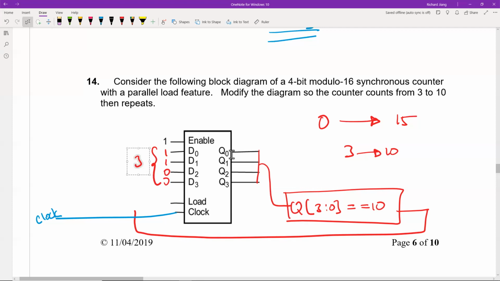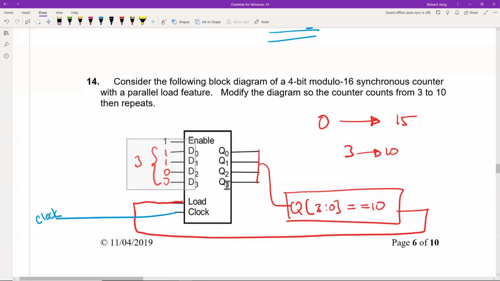And so we're going to load a 3 into the counter if the current count value is equal to 10. So what we do, again, is we have this little detector here. Is the current count equal to 10? If so, on the next clock cycle, we're going to load in a 3. Does that make sense to you?